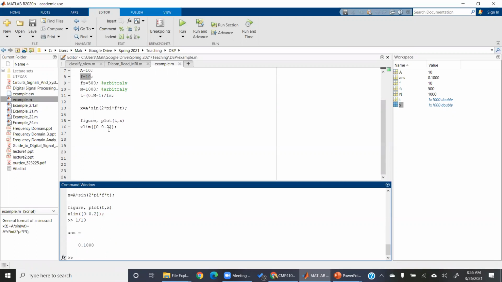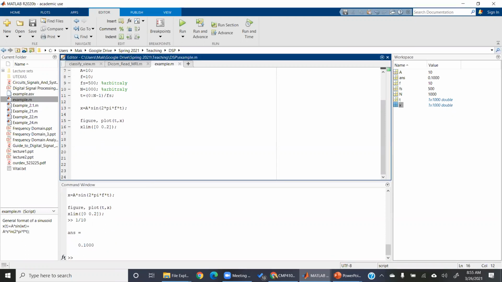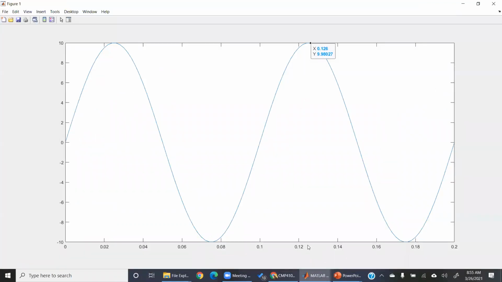So if you want to display 2 periods, you do 0.2. I hope that makes sense to you guys. If I start from here, then 1 cycle ends here, and that would be 1 period. And so from 0 to 0.2, those are 2 periods. So it's important to get that distinction between the signal period and the sampling period.